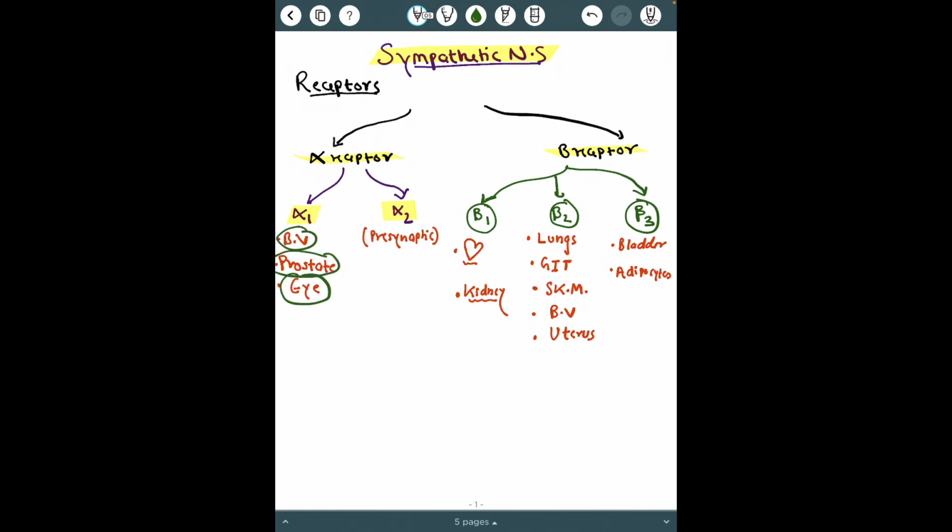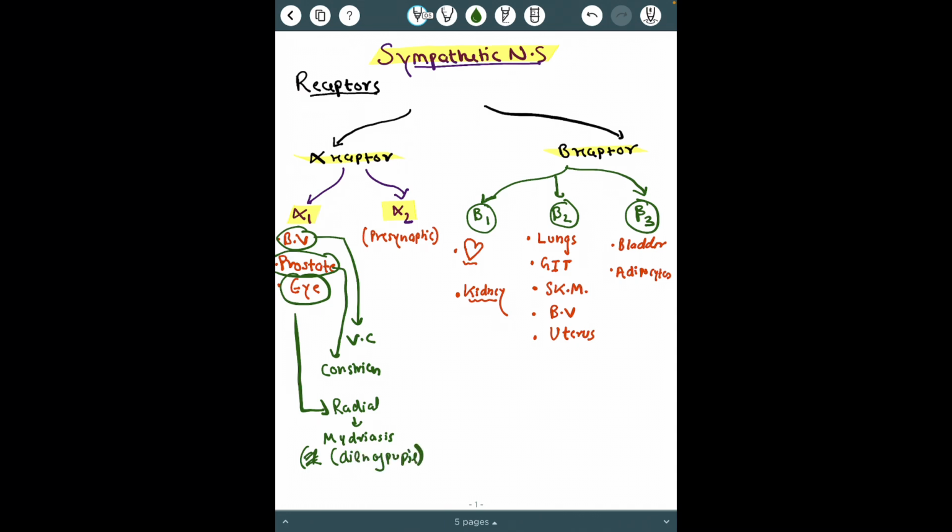In blood vessels they will cause vasoconstriction, in the prostate they will cause constriction of the prostatic urethra, and in the eye they will cause contraction of the radial muscle of the eye, causing mydriasis. What is mydriasis? Mydriasis is dilation of the pupil. In the parasympathetic nervous system we learned that it causes miosis. Now here it causes mydriasis by radial muscle contraction, dilation of the pupil.